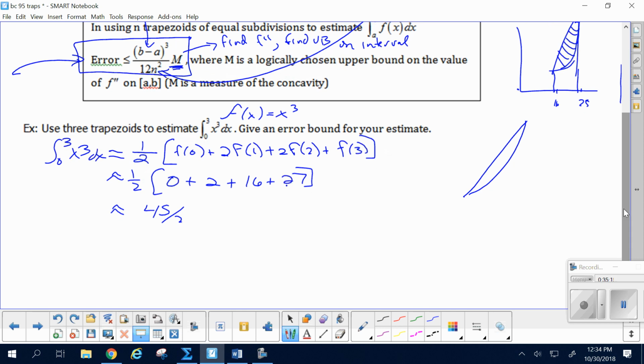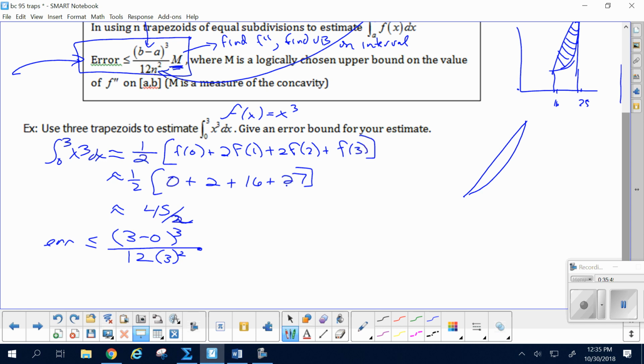The error in this, how good is this estimate of the true area? The error is less than or equal to. It's not the error is. If I knew what the error was, then I would know the exact, and I wouldn't have to do the estimate. Okay, you'll never know what the error is. It's an error bound. You say the error is less than this. B minus A. What is B minus A? 3 minus 0. Cubed over 12. What is N? 3 squared.